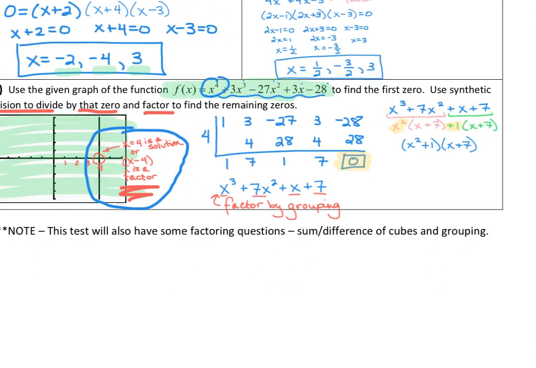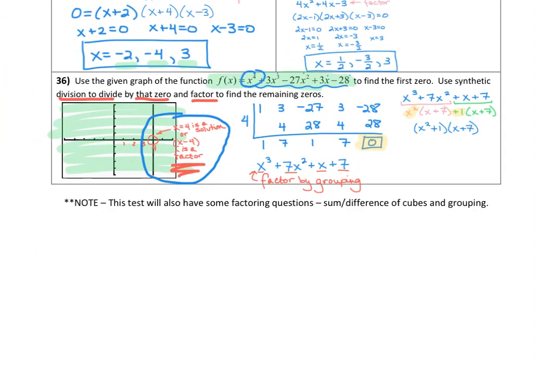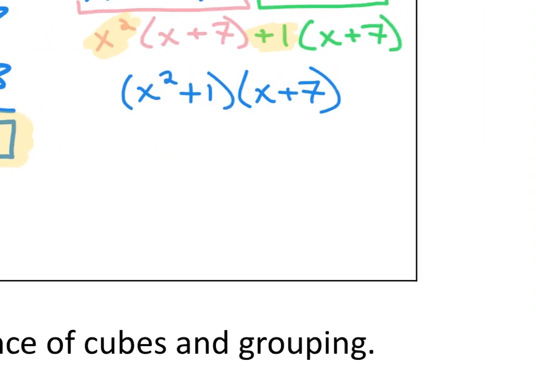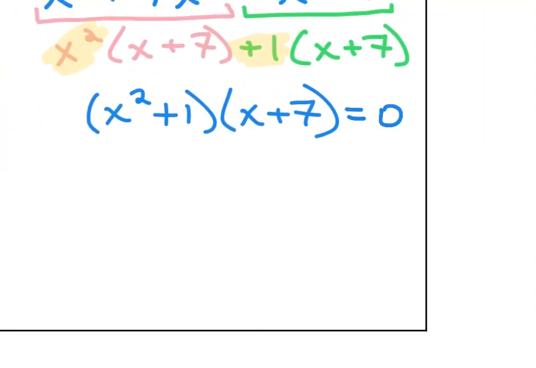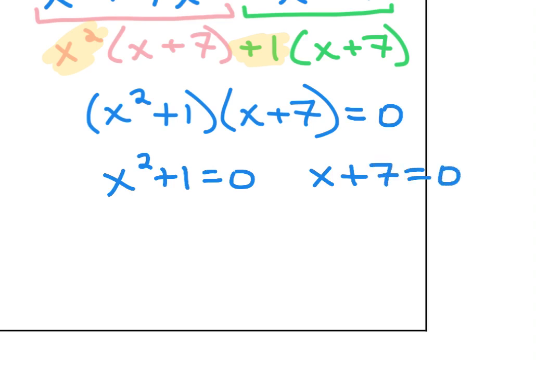So now you've done the synthetic division and you did the factoring, but you still have to find the zeros. The directions ultimately say find the zeros. Because it's a 4th degree polynomial, there are 4 solutions. So I'm going to take these, set them equal to 0: x squared plus 1 equals 0, x plus 7 equals 0. So here x squared equals negative 1.